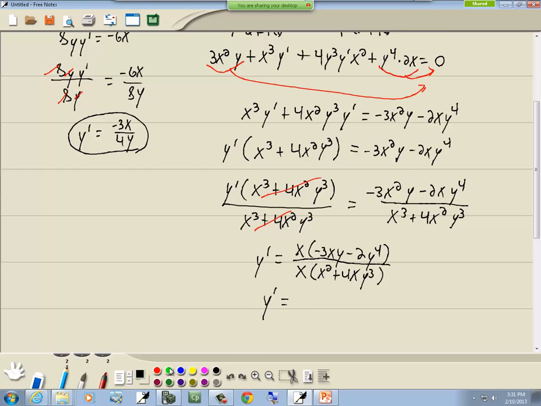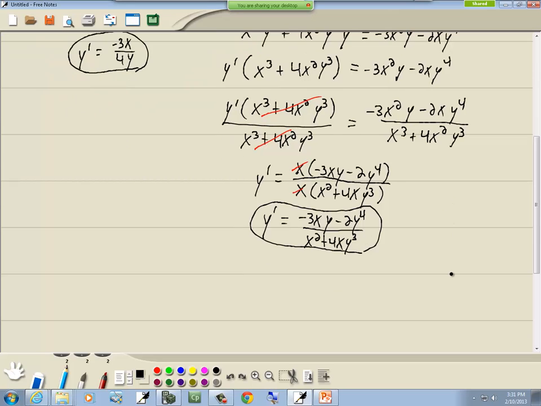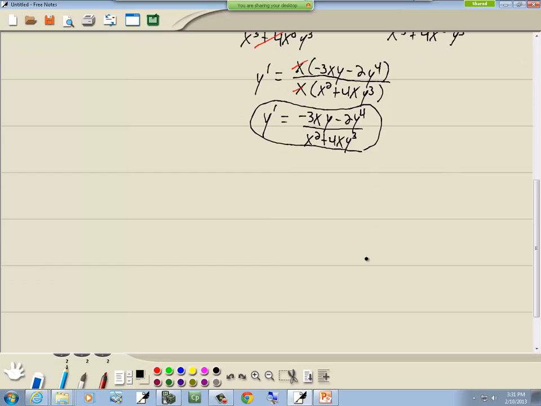Well, the x is going to cancel, and we'll have negative 3xy minus 2y to the fourth over x squared plus 4x y to the third. And that's our answer. I got a feeling the book probably doesn't factor out completely in terms of the GCF. Just we'll worry something will cancel away, it'll probably do that.